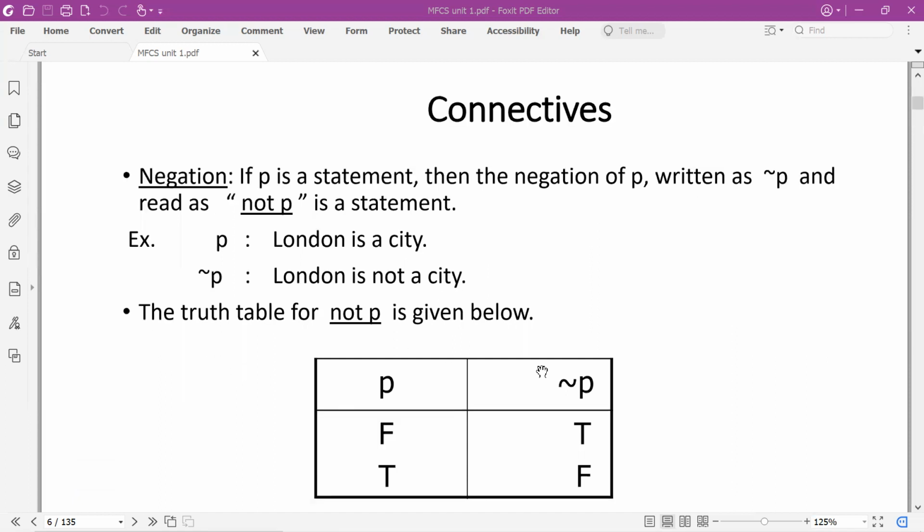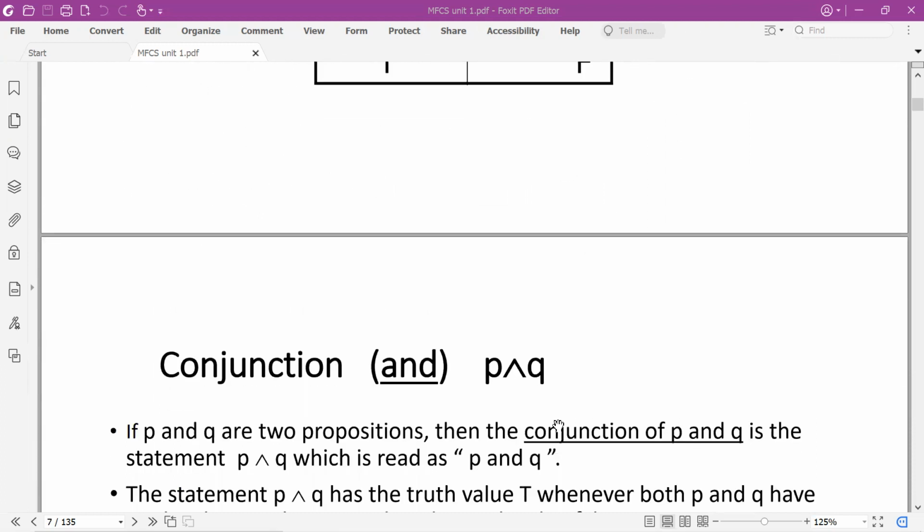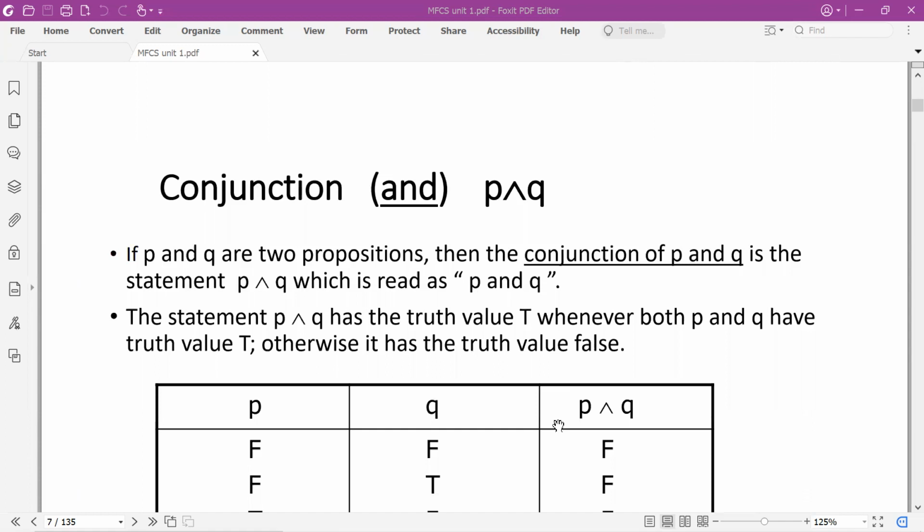The truth table for the negation is given as follows. There are two values for P, it can be either true or false, and for the corresponding negation P, if P is false, ¬P will be true, and if P is true, ¬P will be false. So only two values for P are possible, either true or false. If it is true, ¬P will be false, and if the value of P is false, ¬P will be true.